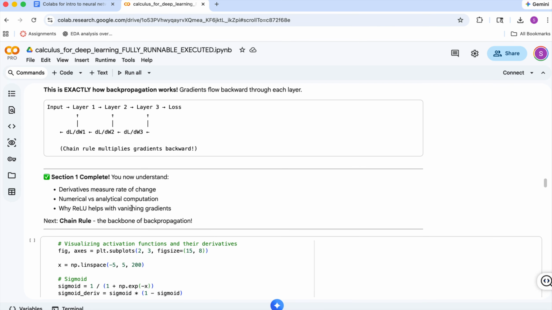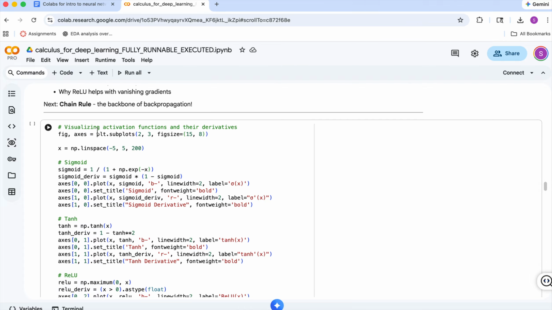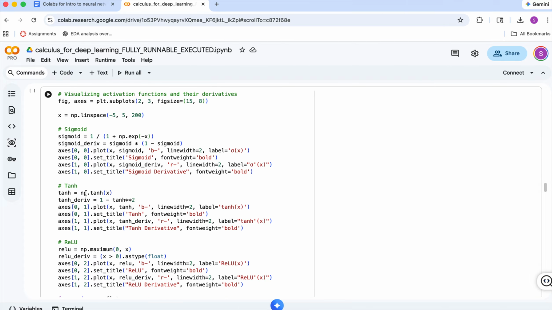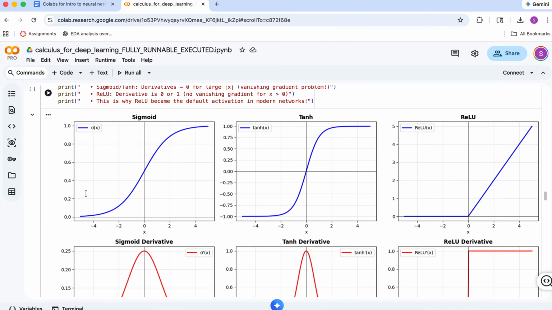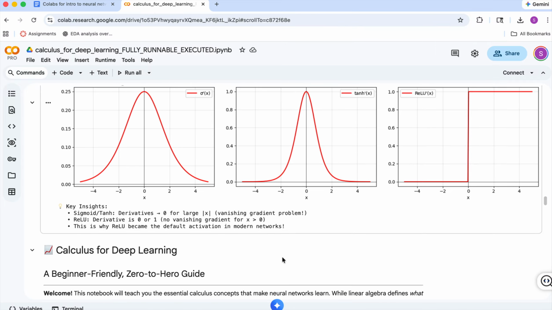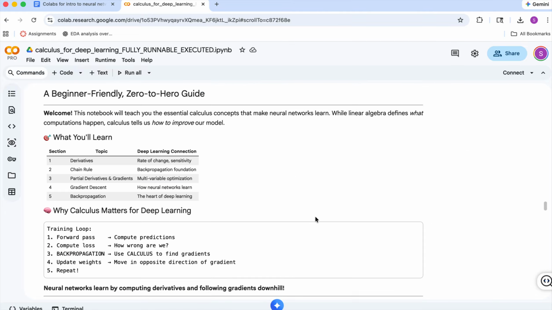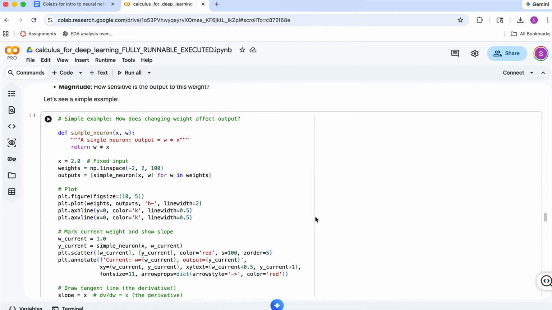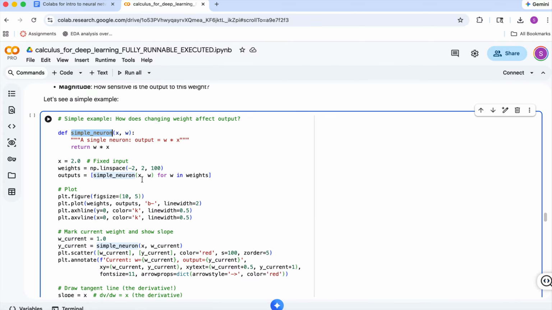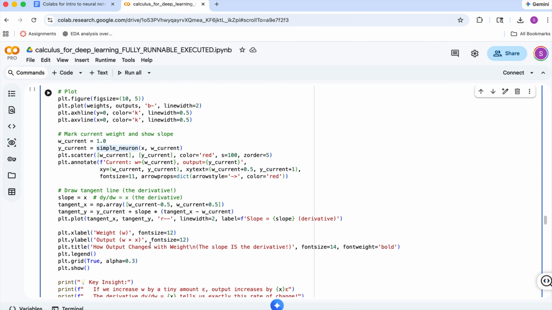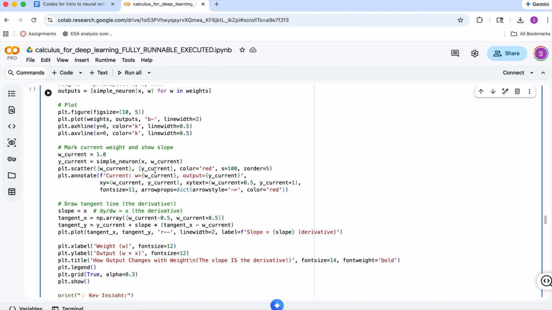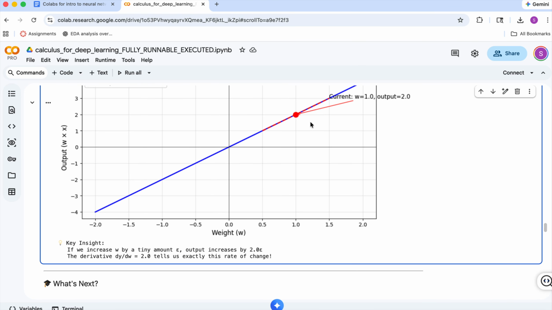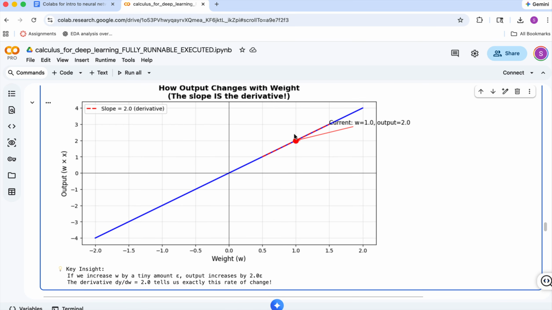Next, this cell plots all major activation functions, sigmoid, tanh, and ReLU, alongside their derivatives in a 2 by 3 grid. Derivatives are critical because they appear in the backpropagation chain rule. In the next cell, I visualize how a single neuron's output changes as its weight varies from -2 to 2 for a fixed input. This is the simplest possible demonstration of how the derivative tells us which direction to move the weight.